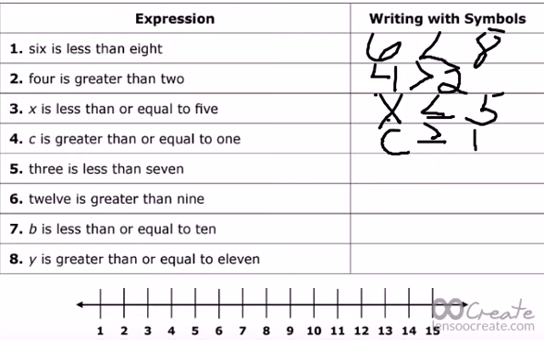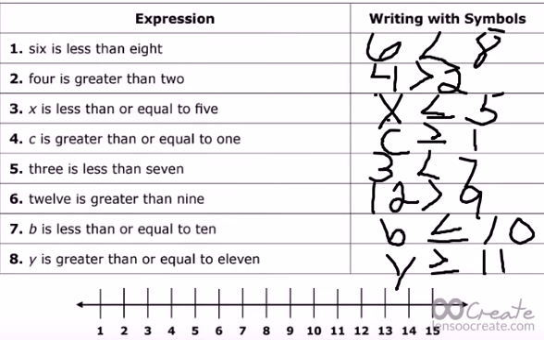Number 5 says 3 is less than 7. So 3 is less than 7. Go ahead and do 6, 7, and 8 on your own. Now check with these answers. How did you do?